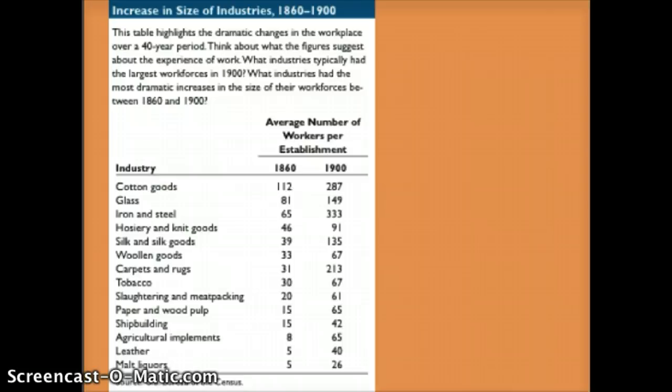Okay, moving on to some of the other notes of the chapter. Your book here points out that there is a difference in the average number of workers that are working in different establishments between 1860 and 1900. But besides asking you to read this chart, what accounts for these increases?